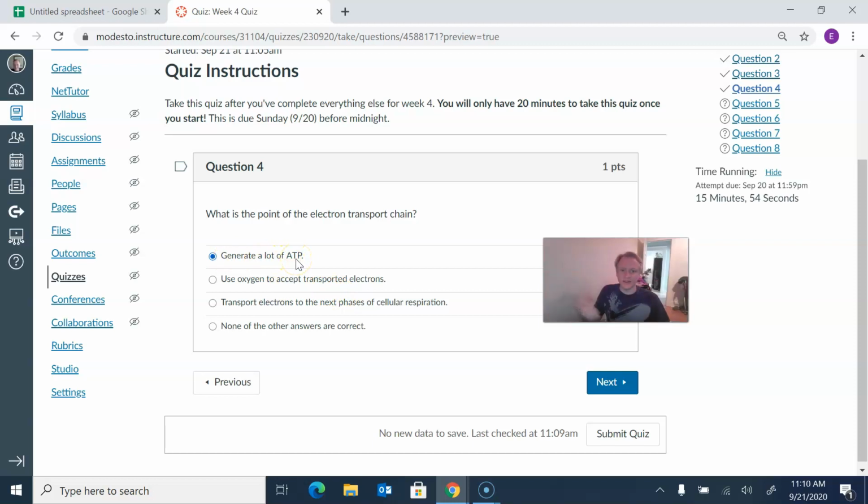The point of the electron transport chain, make as much ATP as possible. Transport electrons to the next phase of cellular respiration. There is no next phase. I guess it is cyclical. It does start over, but no, you're not taking electrons out of the electron transport chain and putting them back. You're taking those electrons and putting them onto oxygen to make a water molecule. None of the answers are correct. Well, no, this one is correct. So the answer is the point of the electron transport chain, generate a lot of ATP.